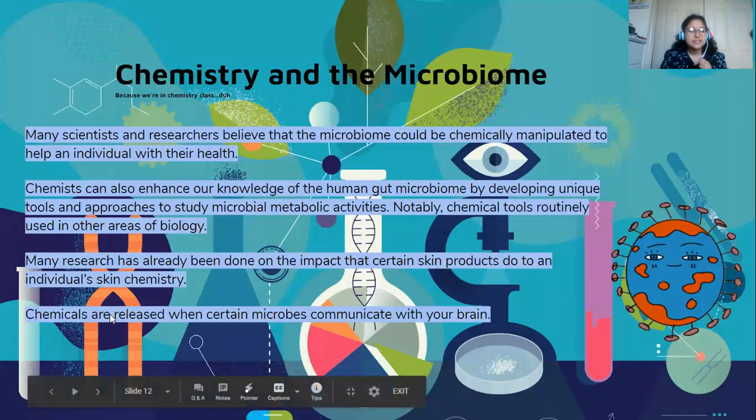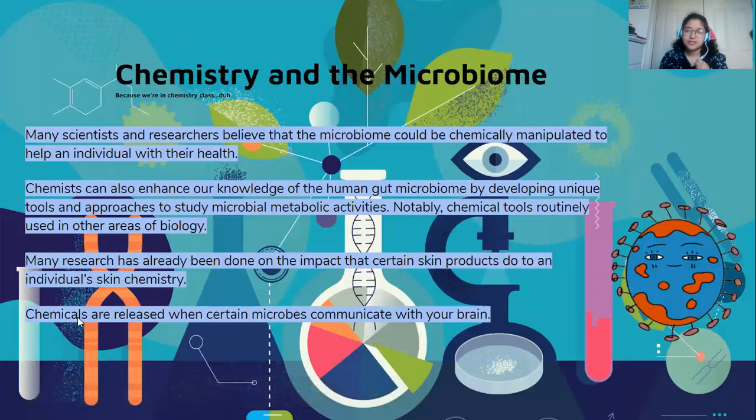And here too, chemicals are released when microbes communicate with your brain. So this is mostly talking about when the gut microbiome communicates with your brain, sending signals, sending chemicals, telling you, oh, eat more of this, or maybe you should have this today. And as well as when certain odors are released, certain chemicals are released from those different microbes too.